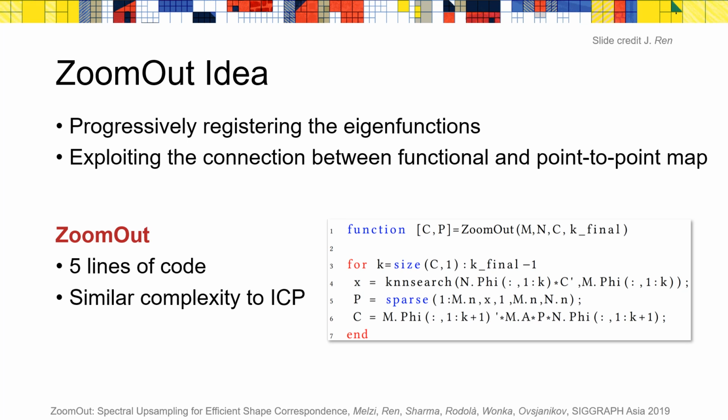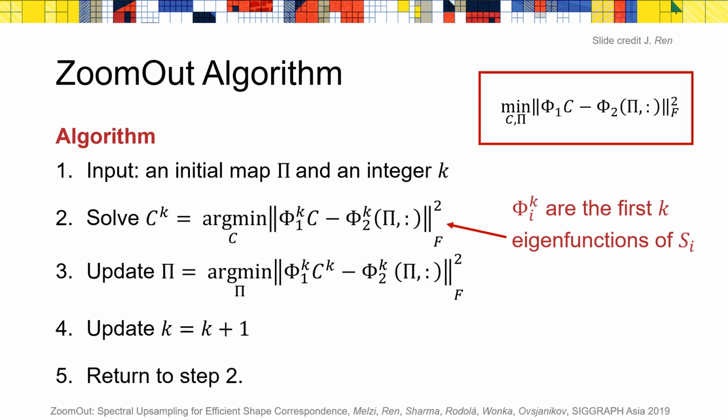The zoom out algorithm is inspired by the ICP map refinement technique. Starting with an initial map pi between two shapes S1 and S2, and with an integer k, we can solve for the map C_k as the minimization of the ICP equation, where we consider the set of truncated Fourier bases phi_ik with i equal to 1 or 2, and this provides us a functional map with the same size k.